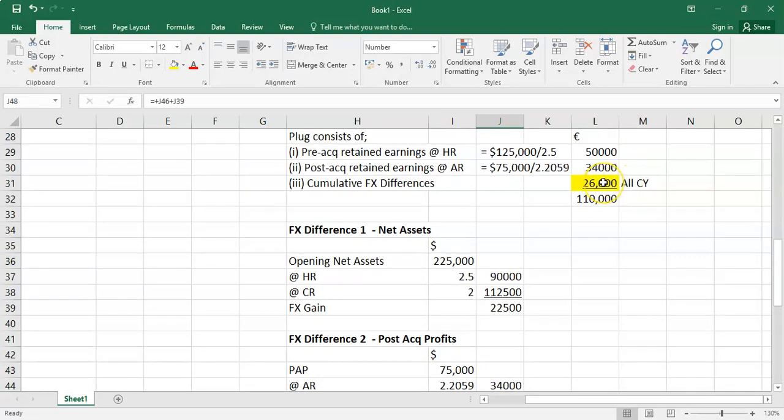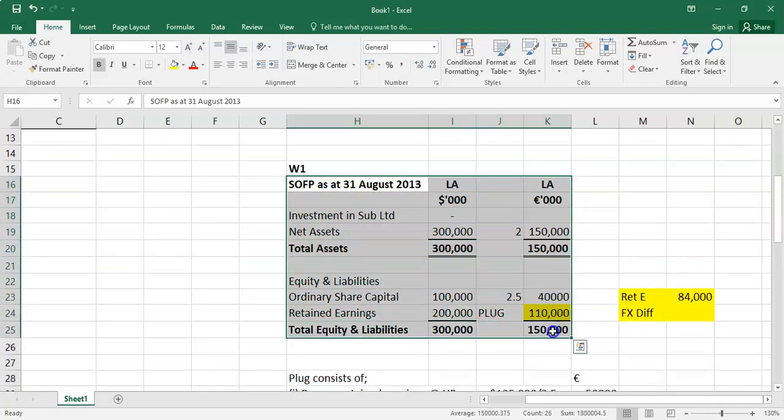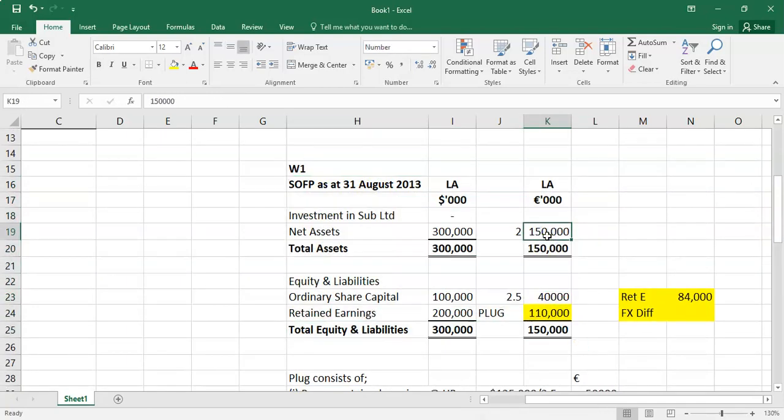So what we're actually saying now is, when you retranslate the statement of financial position for LA, it is 150 of net assets, which you'll add to the parent. It is 40 of share capital, which you'll adjust in Goodwill. And this plug figure here is made up of retained earnings and FX differences. They are treated separately. Some of them will go to Goodwill, your pre-acquisition retained earnings. The rest is divvied up.